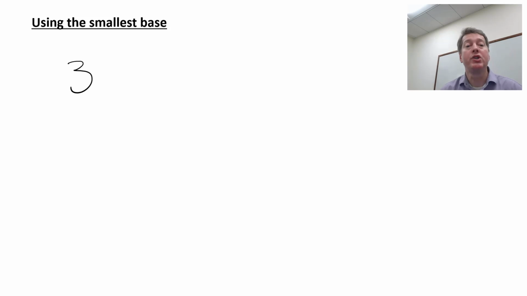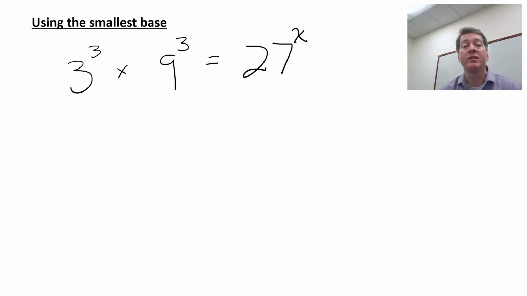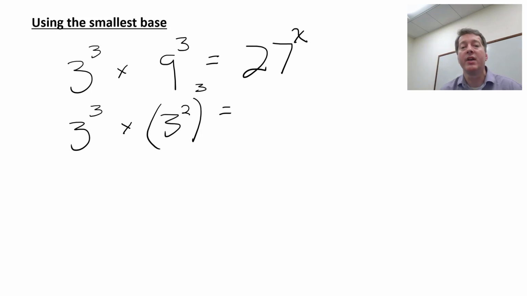Suppose I saw an equation, something like 3 cubed times 9 cubed equals 27 to the x. Well, instead of comparing 3's, 9's, and 27's, I'd love to compare 3's, 3's, and 3's. I'd love to get all of these down to a base of 3. So this is the same as 3 cubed times, well, 9 is 3 squared, so 3 cubed times 3 squared cubed equals, well, 27 is 3 cubed. 3 times 3 times 3 is 27. So this is 3 cubed to the x.